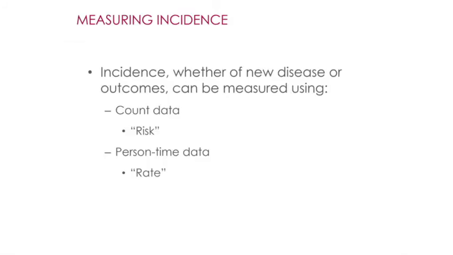When we measure incidence, whether of new disease or of outcomes, we can measure that using count data, and the term that I'll most frequently use for count data is a risk, or we can measure it using person time data, in which case we would describe that measure as a rate.